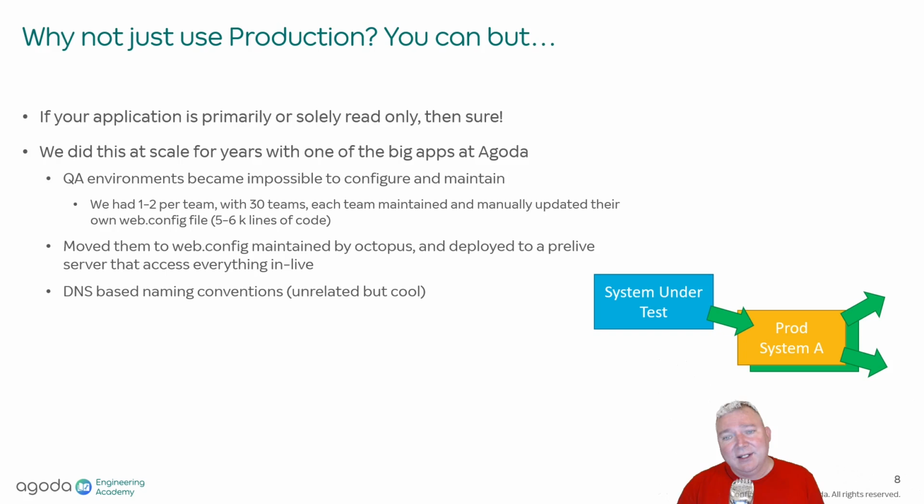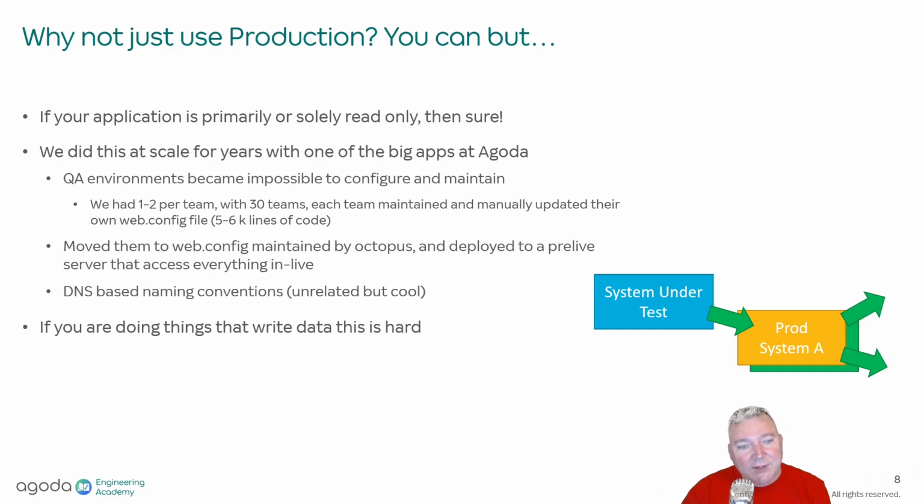Each team maintained and manually updated their own config and their QA environments. So the config for the website we're working on was insane. It was about 5,000 or 6,000 lines of code broken up into multiple files. We moved the whole management of the dependencies with the web config file to Octopus and started deploying everything to pre-live environments. And we also set up some cool stuff, like a branch name DNS convention where you'd always get branchname.www.agoda.com as an up-to-date version of the thing that you're working on.